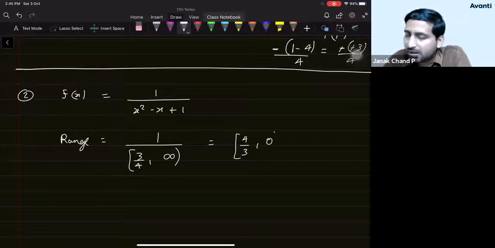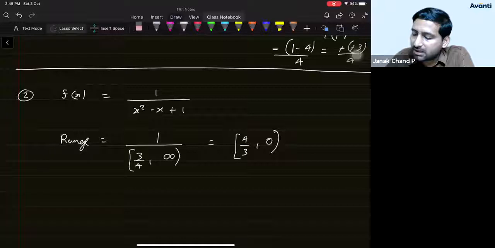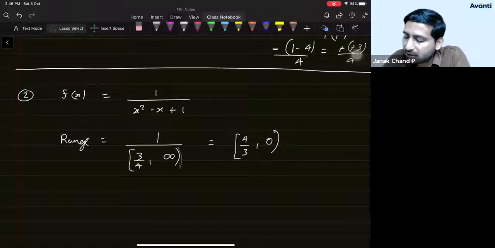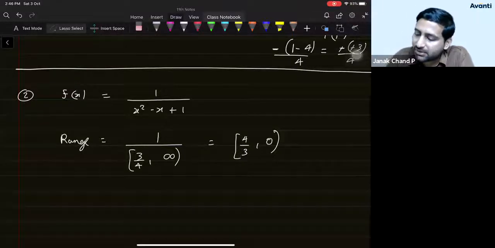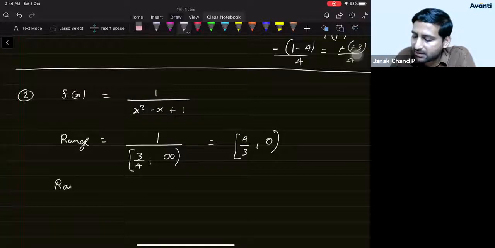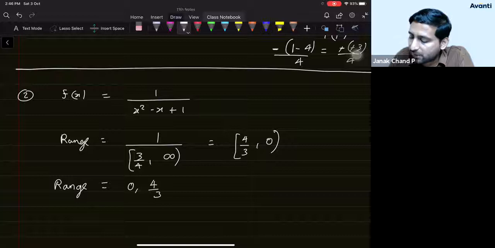Okay, fine. So now the only thing is, student, you should be very careful, because infinity was not included here. Even 0 cannot be included. And also, one very important thing is you cannot write your final answer like this. Why? Because this is a bigger value and this is a smaller value. So you will finally say that your range is from 0 to 4 by 3. This is the correct answer.